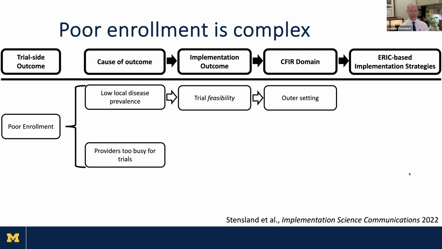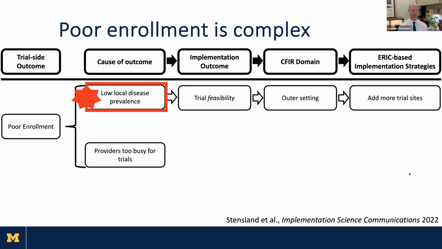We can link this back to implementation frameworks we're going to talk about in a little bit. But for example, low local disease prevalence means that a trial may not be feasible because I just don't have enough prostate cancer cases around. This is an issue of an outer setting, so it's something that I would not be able to fix within my own institution. And a great targeted strategy to try to improve enrollment based on this would be to add more clinical trial sites. A major advantage of laying this out in this structured problem-solving way, or this implementation logic model, is that I can specifically tack back this cause of my poor enrollment, the low local disease prevalence, over to my targeted strategy, which is to add more trial sites.